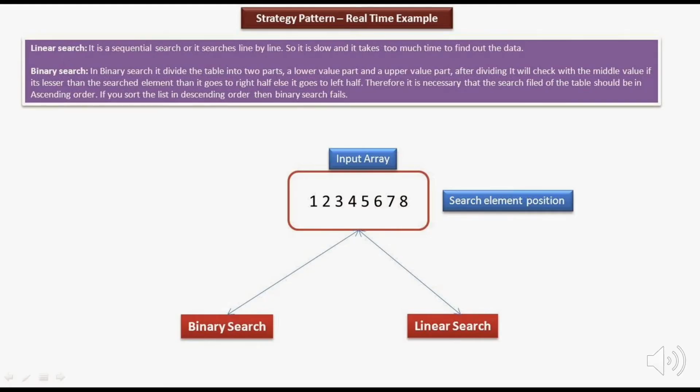Similarly, in many applications, searching is required, and you know that for searching any particular element from data, you have different algorithms, different logics. For instance, let's take two ways to search. One is linear search, and the second is binary search. Linear search is a sequential search, searching line by line, so its algorithm will be different. Similarly, the binary search will divide the data into two different parts and search in those parts. So you can write the different searching algorithms using the strategy design pattern.